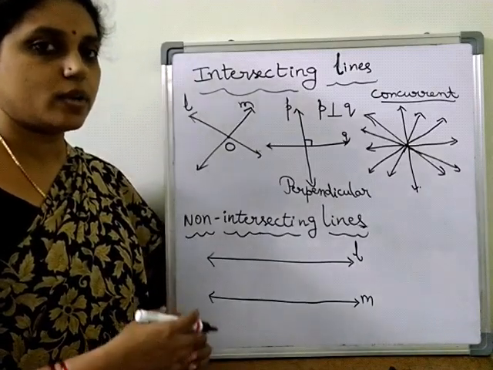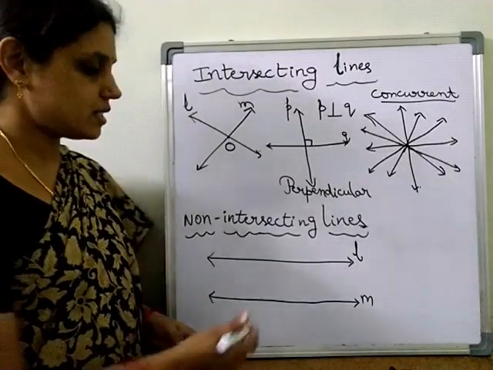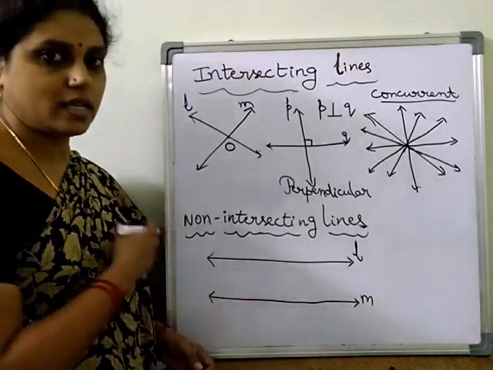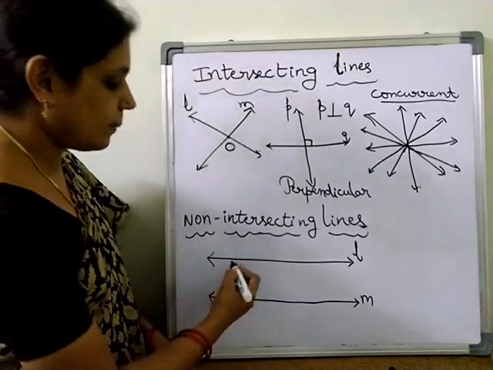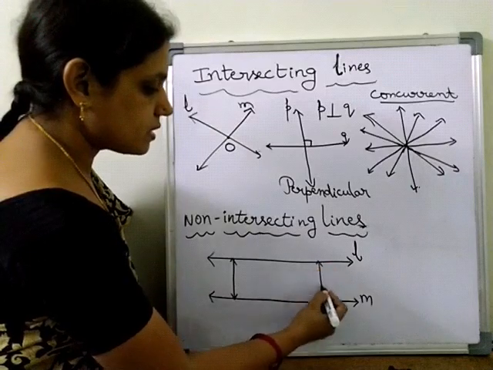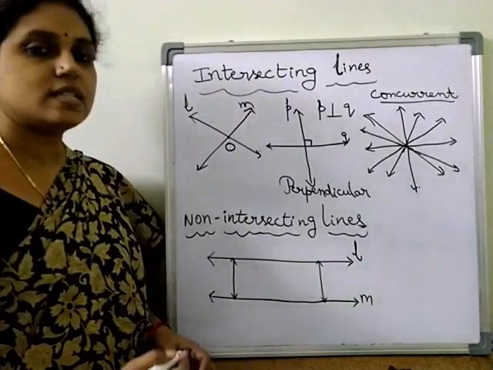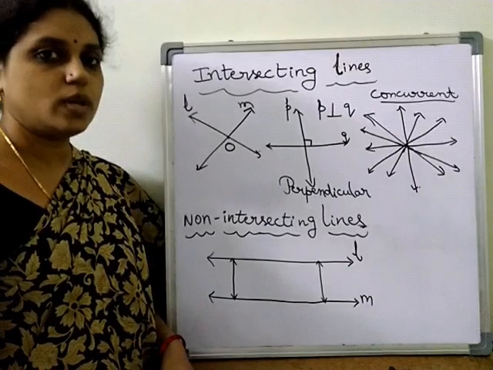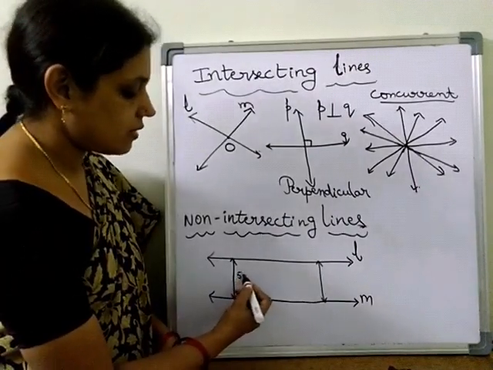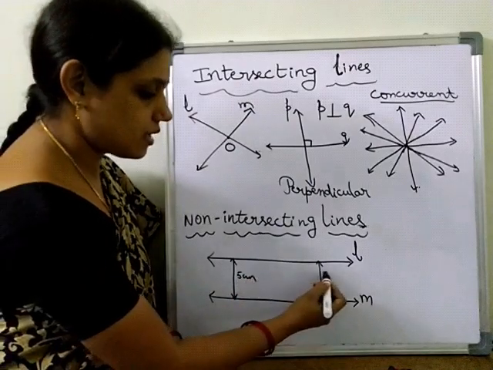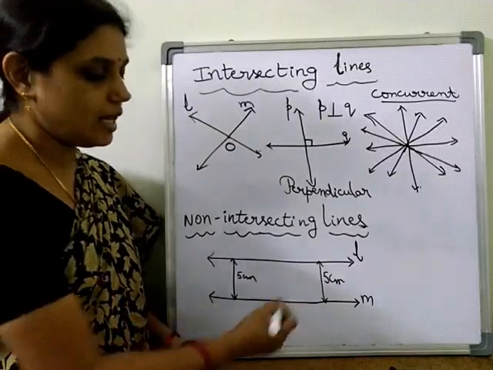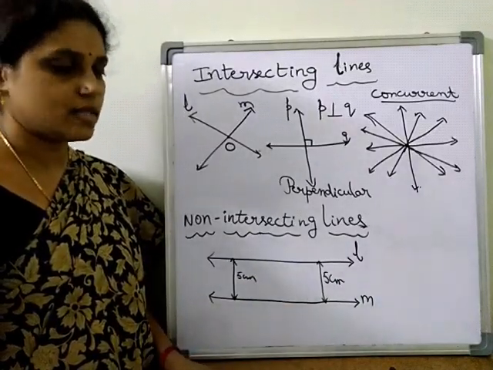But how can you conclude that these two are parallel lines, that they will not intersect? Actually we cannot extend and check, isn't it? So we check the perpendicular distance. The perpendicular distance between the two lines, if it is the same everywhere, then those two lines are called parallel lines. Suppose the perpendicular distance here is for example 5 centimeters, and it is also 5 centimeters here, then those two lines L and M are called parallel lines.